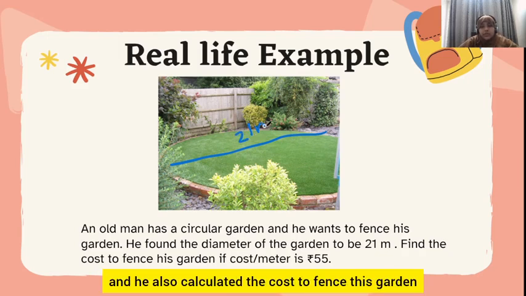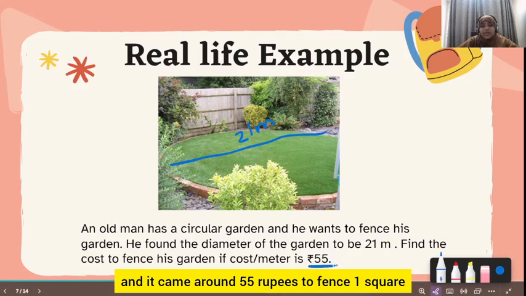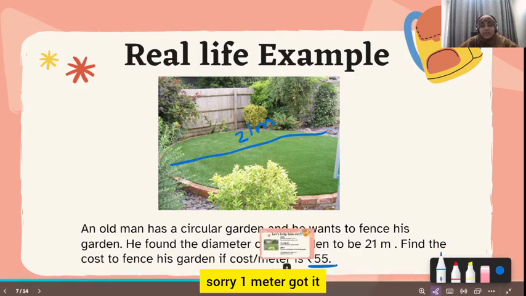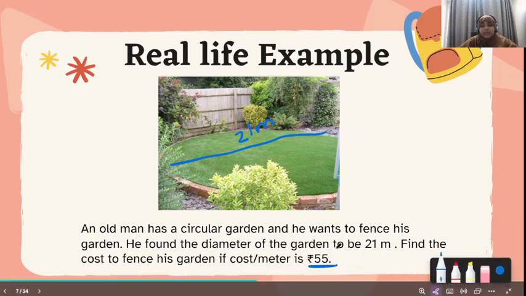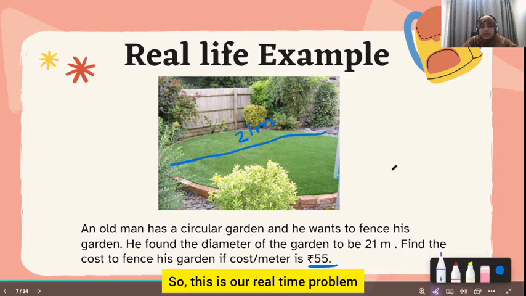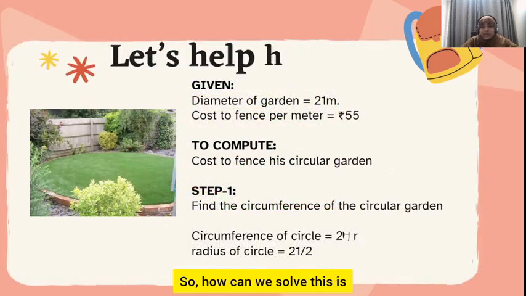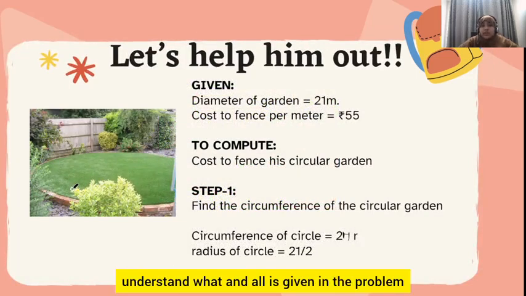And he also calculated the cost to fence this garden, and it came around 55 rupees to fence 1 meter. Got it? So to fence 1 meter, it was around 55 rupees. So you have to help him find how much exactly it would cost to fence his entire circular garden. So this is our real time problem. Let's understand what is given in the problem.